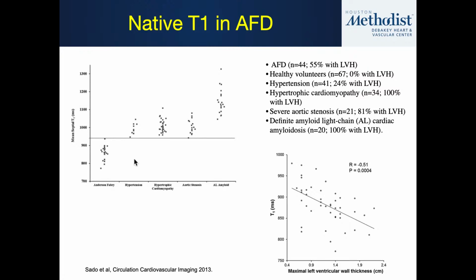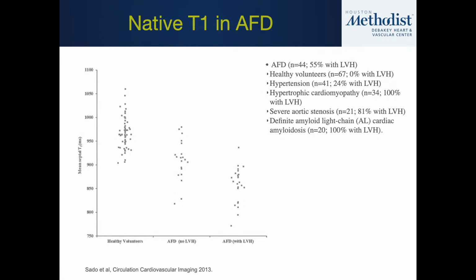In this series, they looked at a cohort of patients with Anderson-Fabre's intermixed with hypertensive, hypertrophic, valvular AS, or amyloid cardiomyopathies. There was a pretty nice line that separated out those patients with Anderson-Fabre disease, where there is a decrease or lower myocardial T1 time, versus most other conditions, which are in fact associated with an increase in myocardial T1 times.